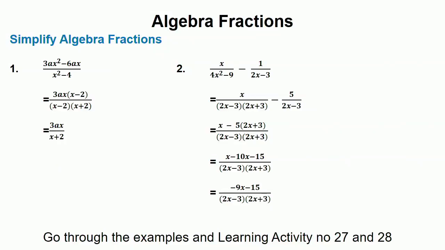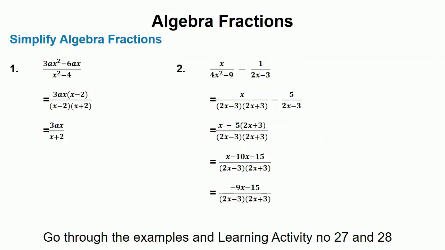Look at the bottom. Is there a common factor? No. Is there grouping involved? No. Is there a difference between 2 squares? Yes. x squared is a square and 4 is a square. So put 2 brackets, one with a plus, one with a minus: x plus 2 and x minus 2. Now I look at the whole thing and I see that I can cancel the top bracket x minus 2 with the bottom bracket x minus 2, and what is left? The 3x on top and the x plus 2 at the bottom.